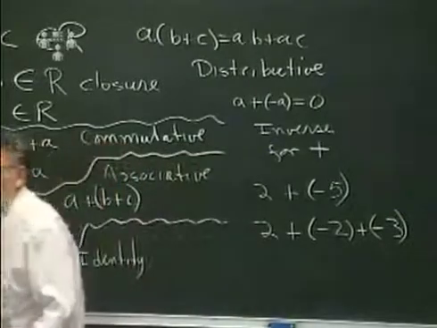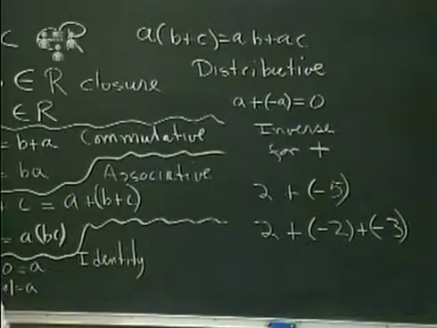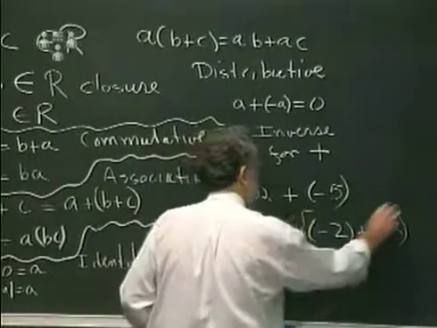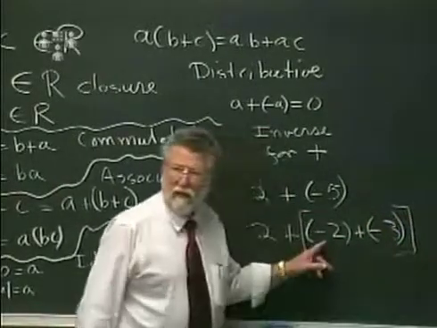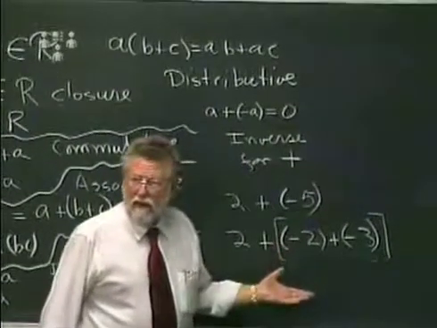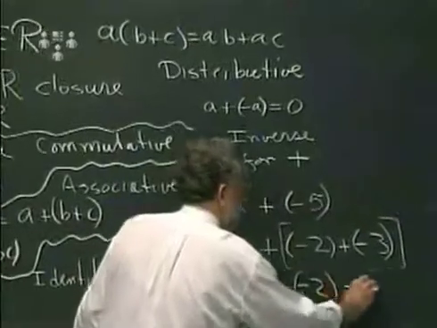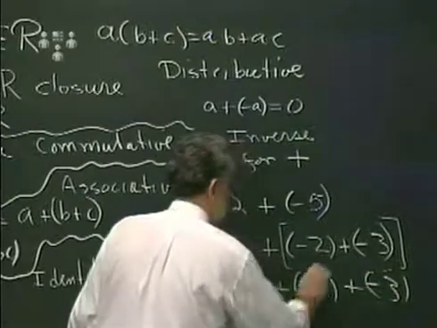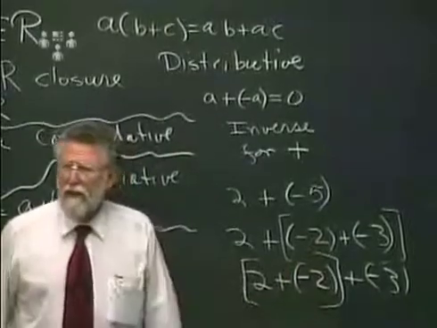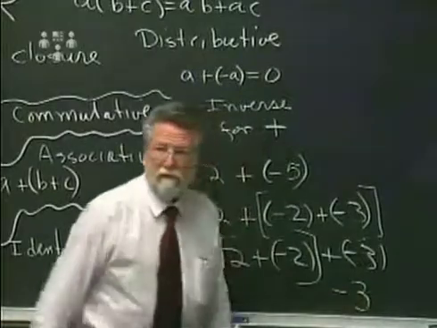Negative 5 is negative 2 and negative 3, correct? Yes. So I could think of this for a moment like, and I'm going to put these in here, I just replaced negative 5 with this. Now I can rearrange the parentheses, correct? So this becomes 2 plus negative 2 plus negative 3. What's 2 and negative 2? 0. What's 0 plus negative 3? Negative 3, and you're done.